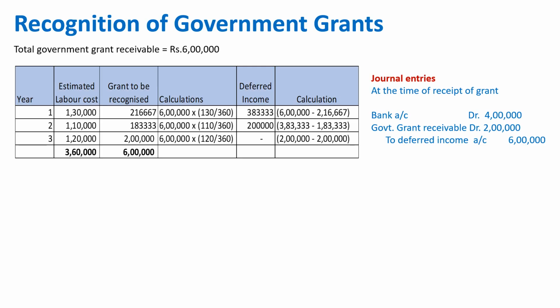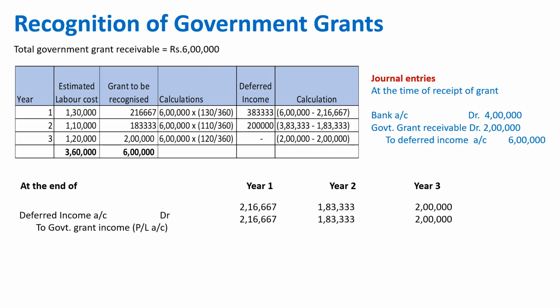And now what will you do? Now you have to distribute from this deferred income, the amount you have to take to government grant every year. So in year 1, the deferred income debit is 2,16,667, which we derived in the table, if you can check here. To government grant is 2,16,667.